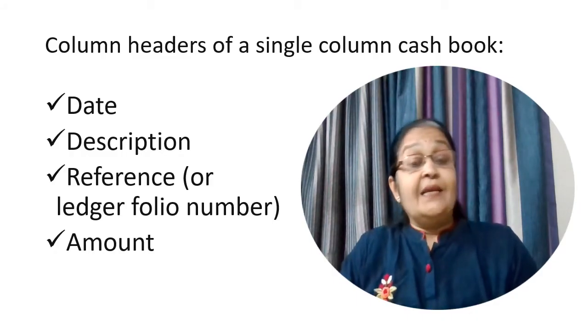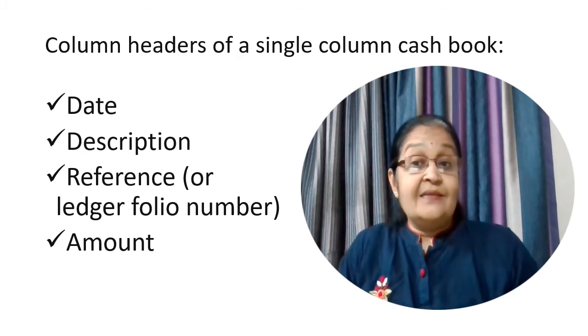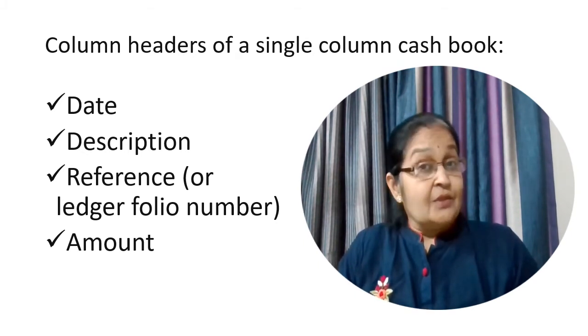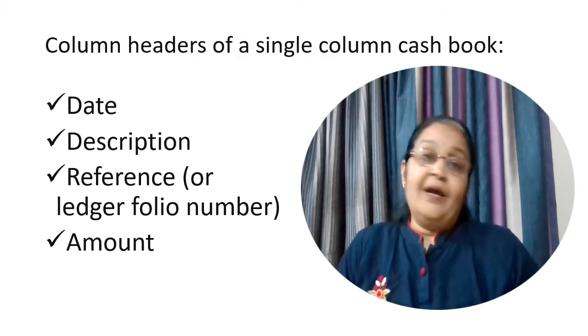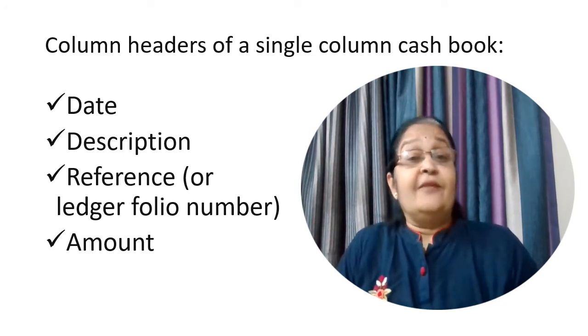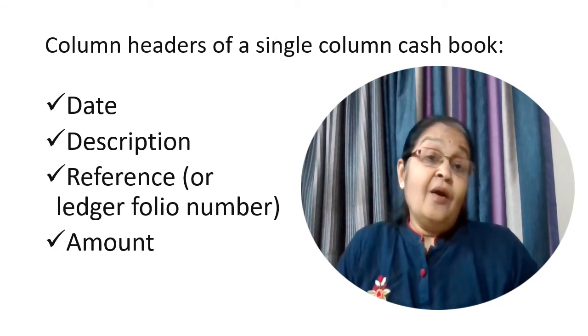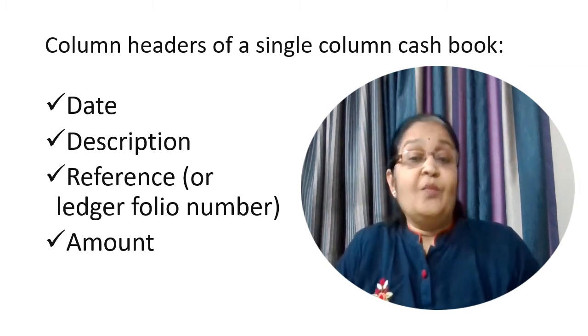A typical single column cash book will have the column headings such as date, particulars or description, then reference or ledger folio number, and amount. These headers are present on both the sides, that is the left hand side, the debit side, and the right hand side, the credit side, both the sides.